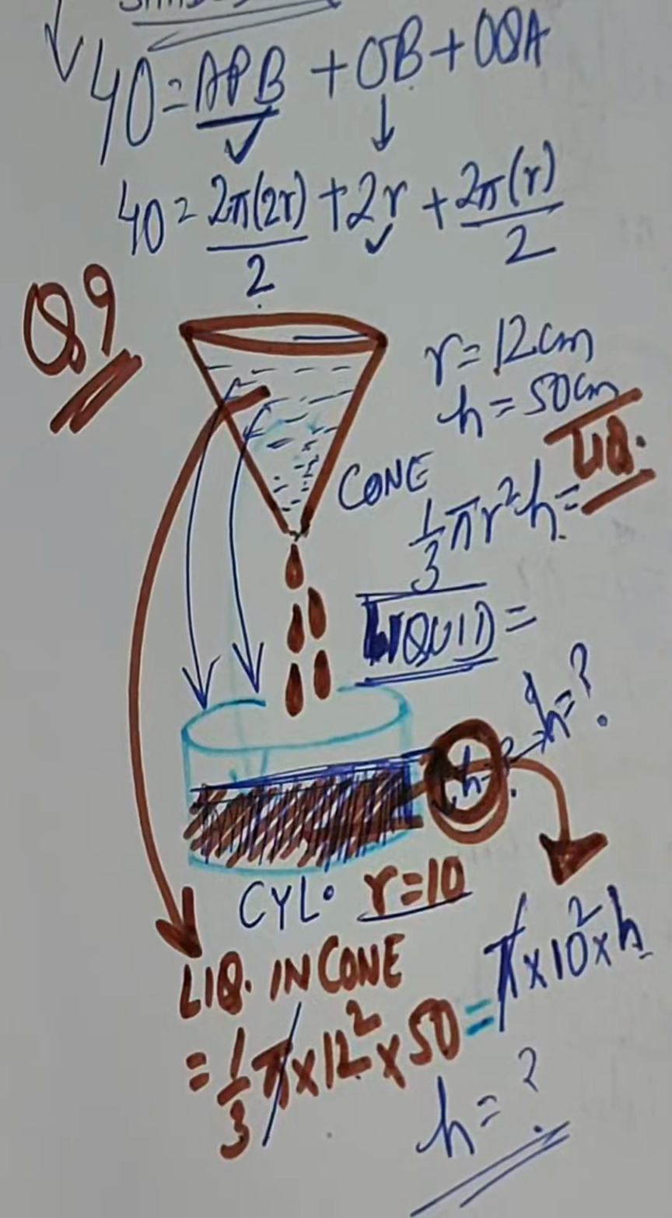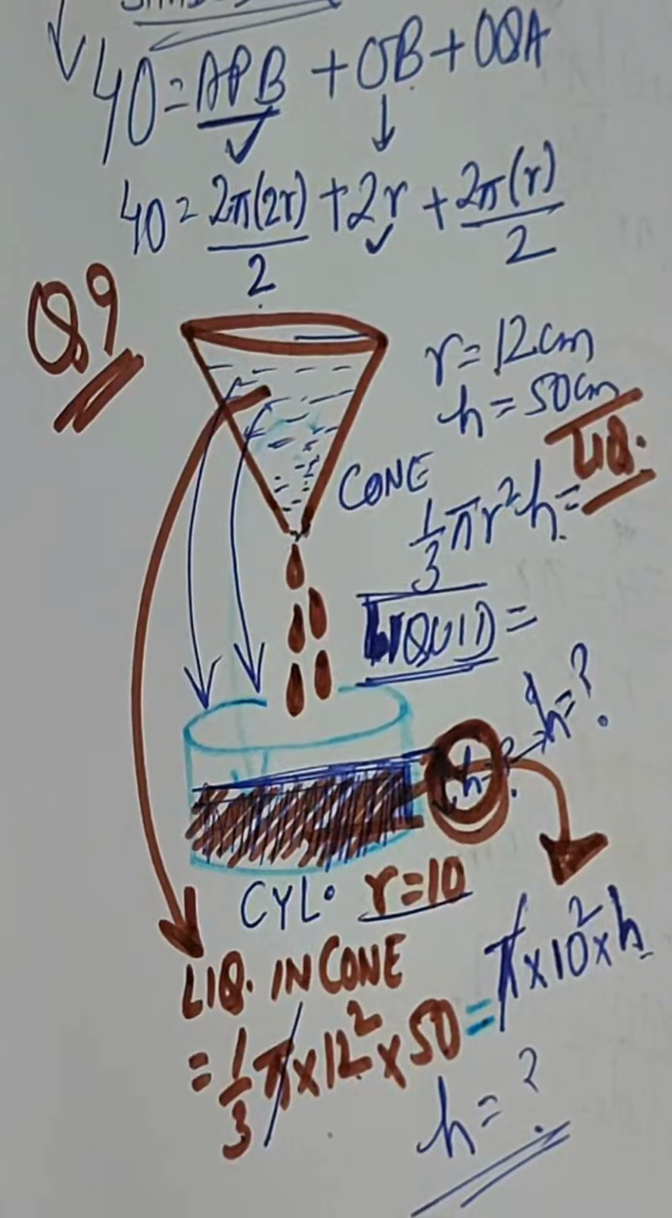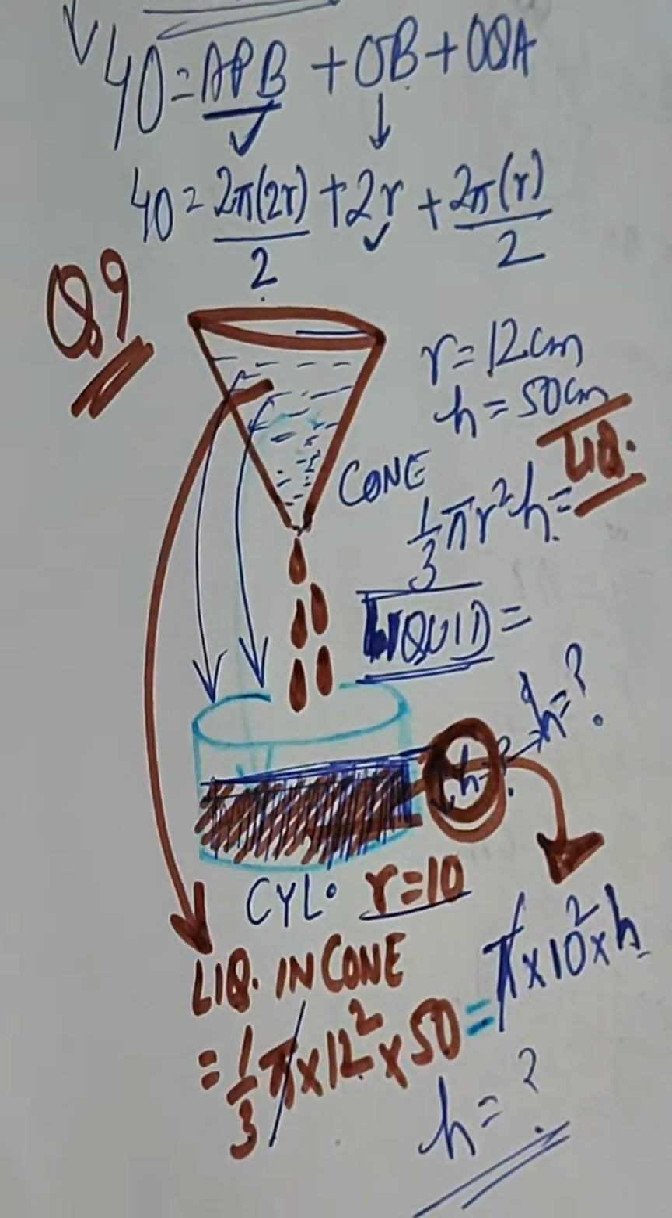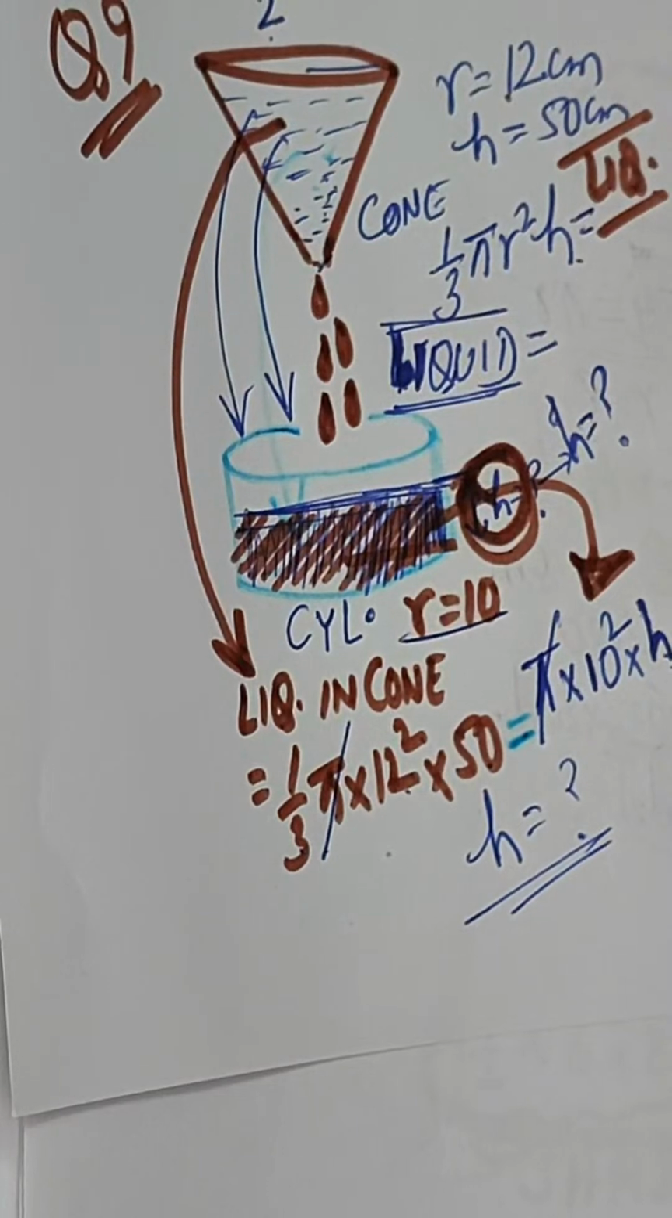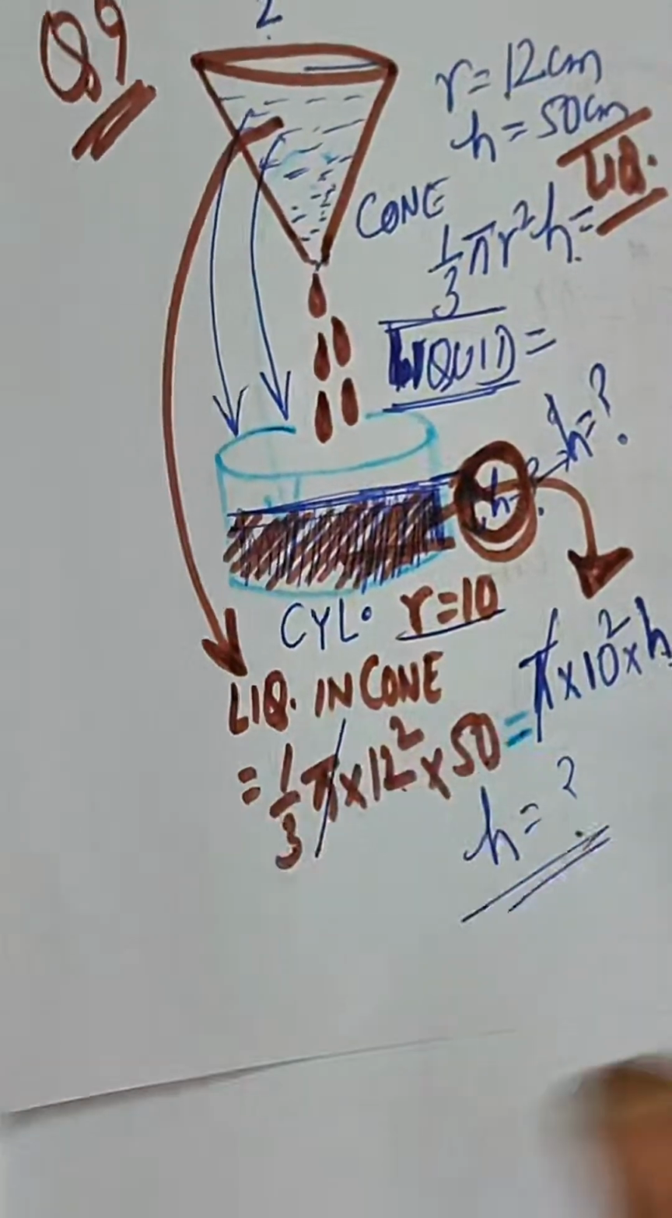Thank you so much. Quickly coming to the 10th question for today. A vessel in the form of a hemispherical bowl mounted by a hollow cylinder. So the vessel is like this. Let me show you.